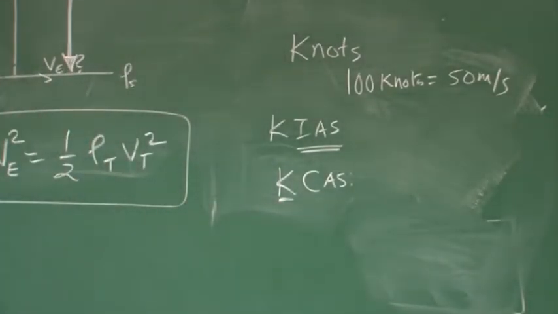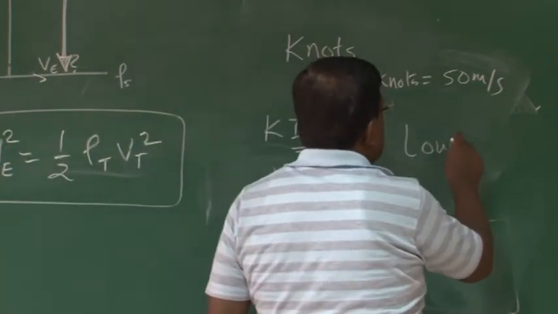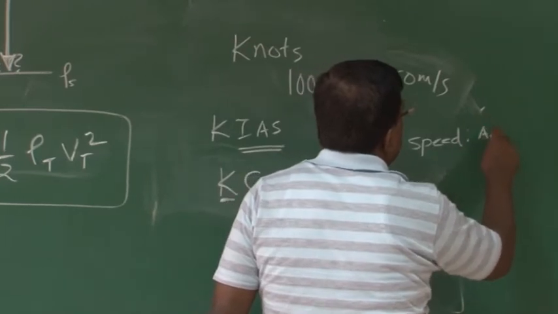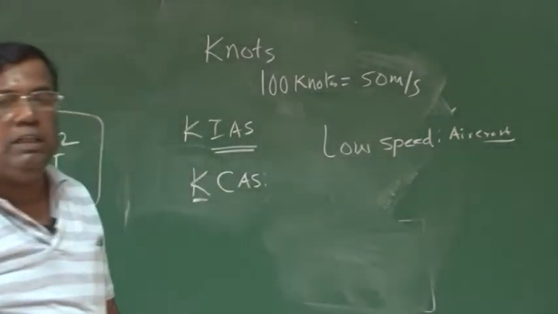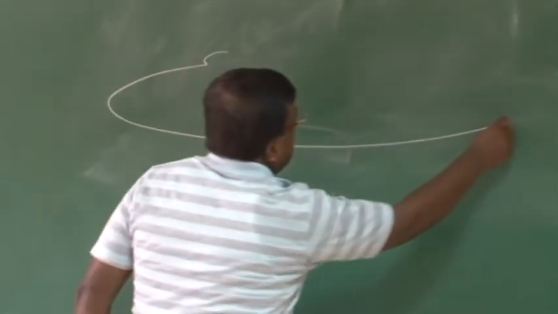What is calibrated airspeed for low speed aircraft? I will be only discussing that. Right? Please understand, we are mostly focused on low speed aircraft, right? This is typically less than 0.3 Mach. So that flow is incompressible. Okay. So what is the need to define calibrated airspeed? Let us understand that. Suppose this is the airplane.